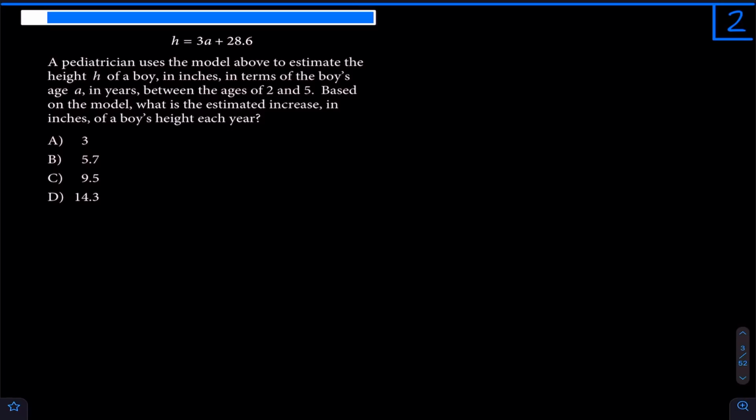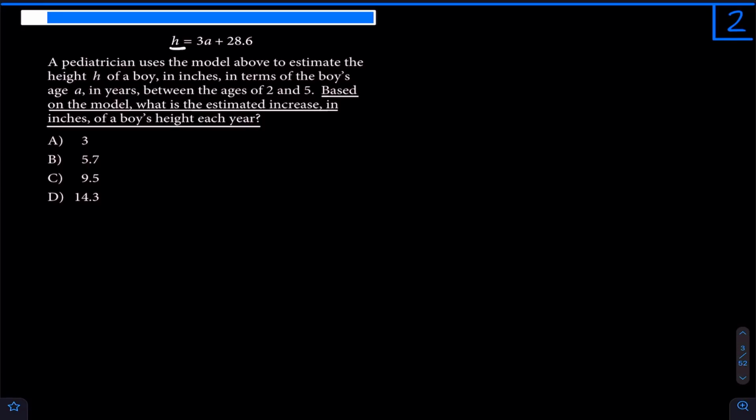Problem 2 says that a pediatrician uses the model above to estimate the height h of a boy in inches in terms of the boy's age a in years, between the ages of 2 and 5. Based on the model, what is the estimated increase in inches of a boy's height each year? So, again, what is that word problem actually asking for? Probably most of what you just read went in one ear and out the other. This problem is saying, based on the model, what is the estimated increase in inches of the boy's height each year? So the keyword we're looking for is increase.